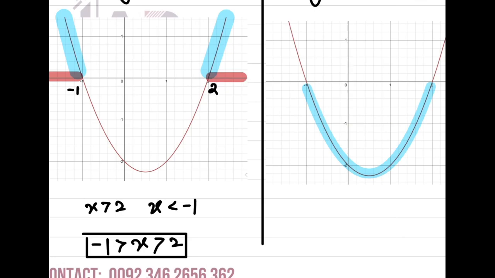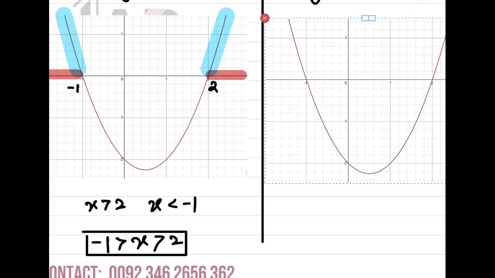So what are the values of x here? The value of x over here is less than 2. See? And for that also we need to have the value of x when y equal to 0.